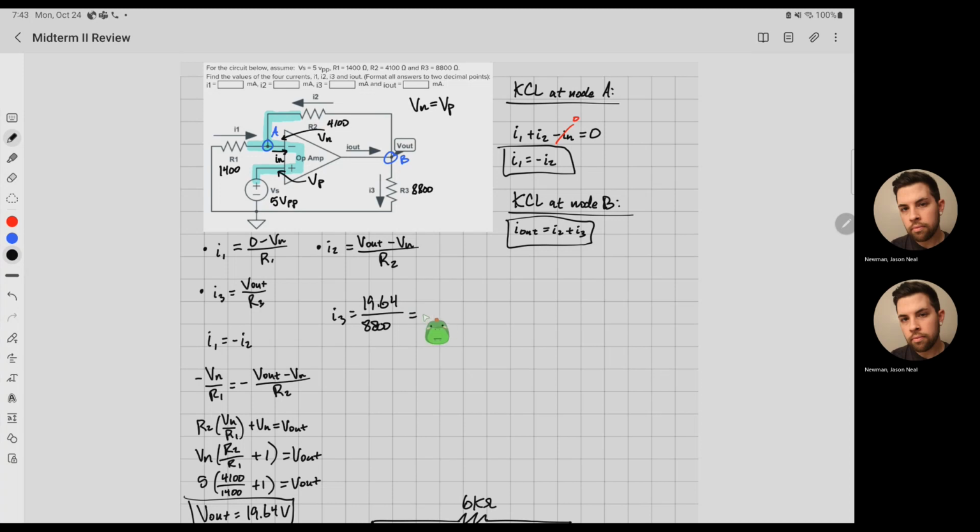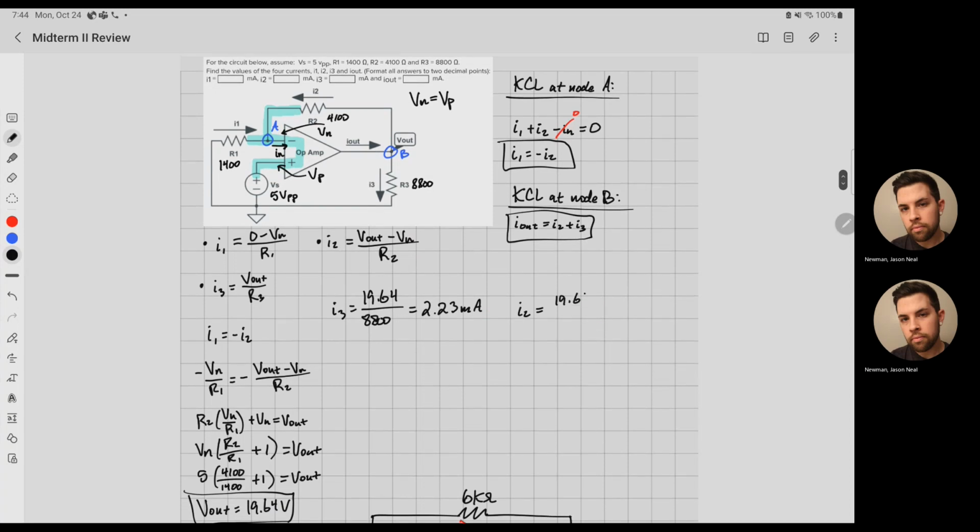Okay, so that's going to be equal to, let's see, 1, 2, 3. So that's 2.23 milliamps. And finally, we have this one, I2. So that's V out minus V in over R2. So V out is 19.64 minus V in, which is 5. And then R2 is right there, 4,100. Okay, and that is equal to 3.57 amps.